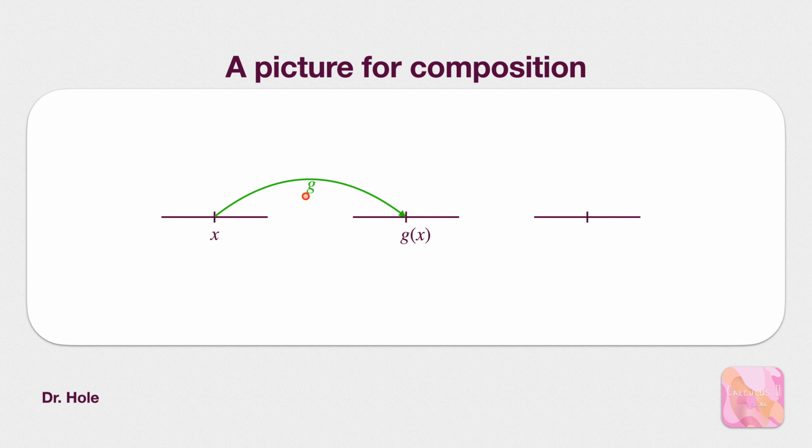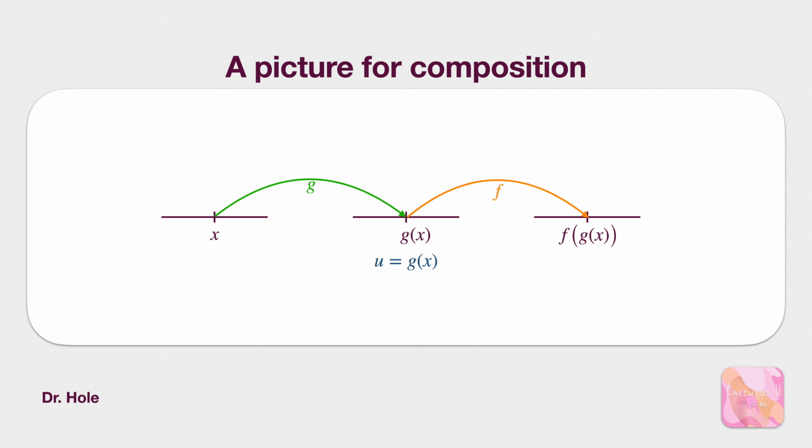And under a function g, that value x is transformed into a new value, g of x. But g of x is just a number, some point on the number line. And then suppose that it's a point in a separate function, f. Then we can watch f transport that value g of x to a new value. So this means that we're evaluating f at the input g of x, hence this notation.